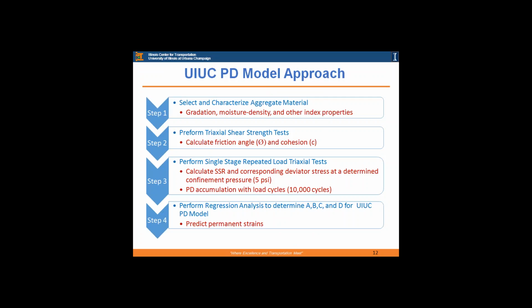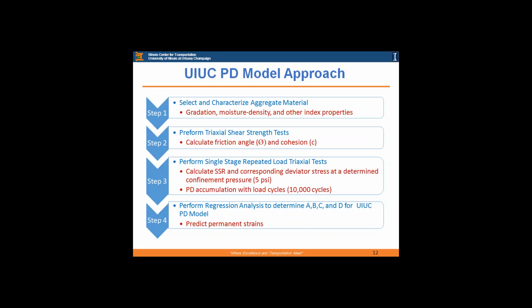Now, after I showed you the models, this is the model approach, or how we are estimating the permanent deformation in unbound layer materials. It's 4 steps. The first step starts with selecting the aggregate materials and characterizing them for gradation, moisture density, because in our lab studies we were doing everything at the optimal moisture content, and other index properties and shape properties. The second step is performing triaxial shear strength tests to calculate the friction angle and the cohesion of each material. In order to do that, we need at least 2 shear tests at different confinement pressures, but 3 or more tests to get better correlation with the shear strength results.